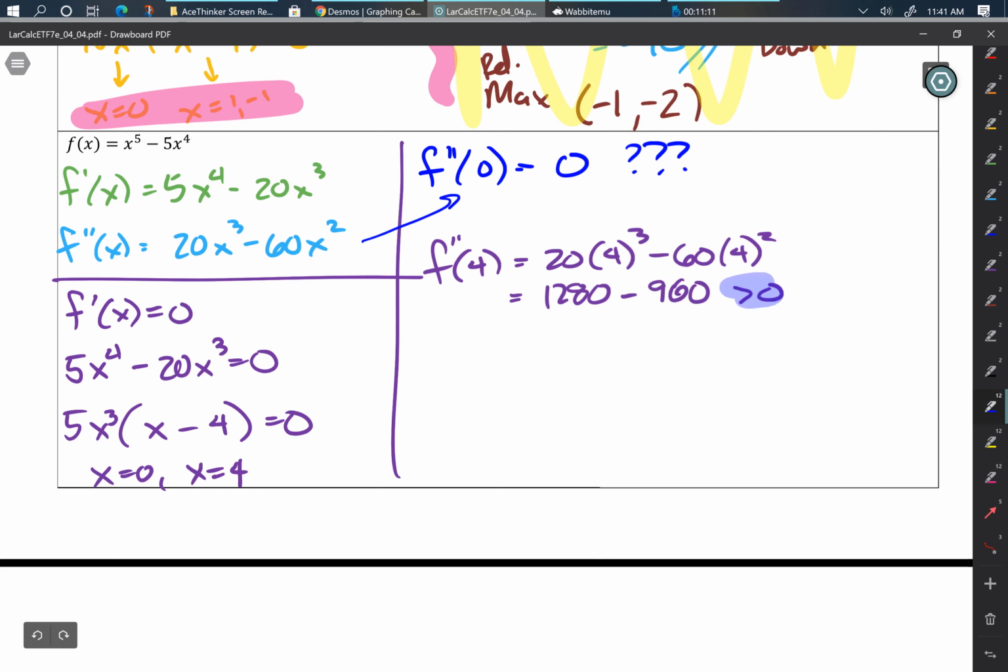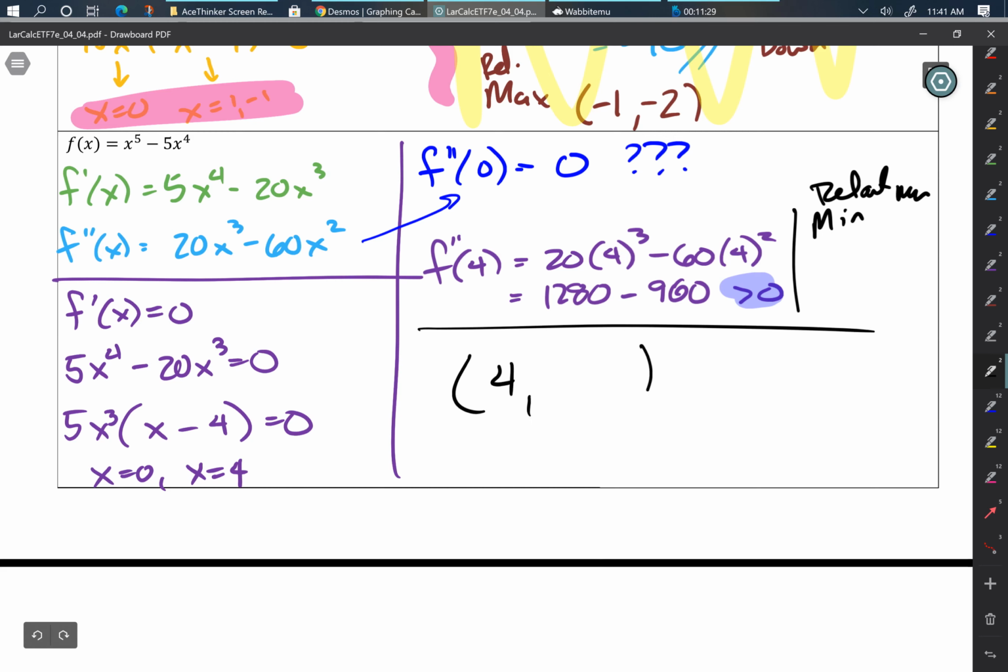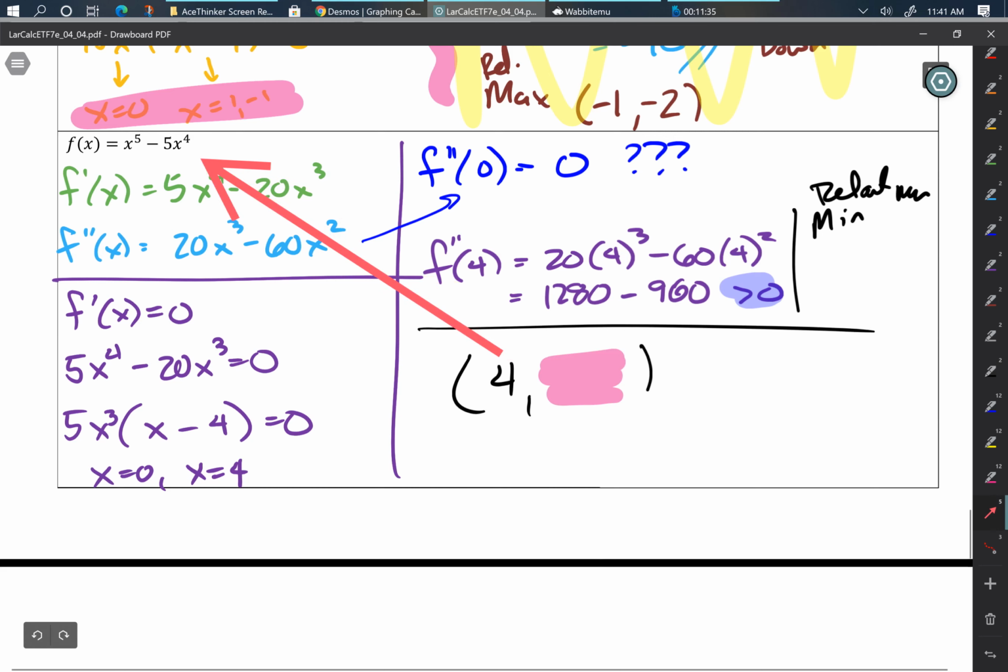And so let's see, how did that work again? First derivative equal to 0, second derivative positive, concave up, horizontal tangent line means we're looking at a relative min, right? And that relative min is going to be at the point 4 comma something. Now the way we find that something is we need to take 4 and put it back into the original function. So I need to find f of 4 to see what's happening there.